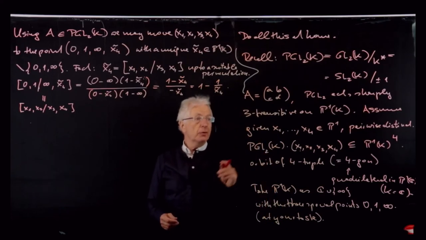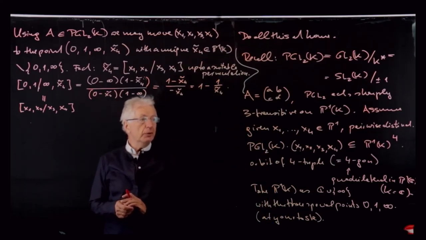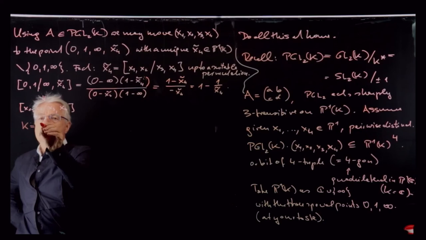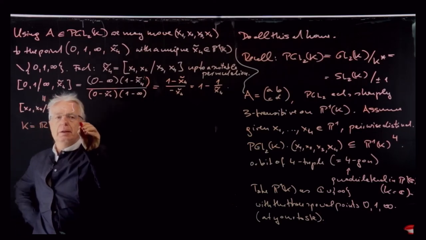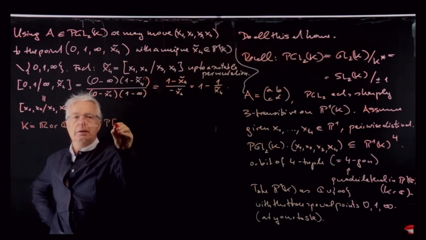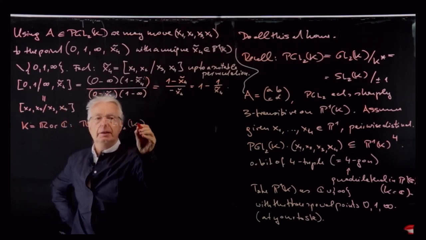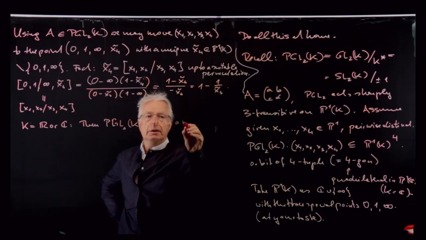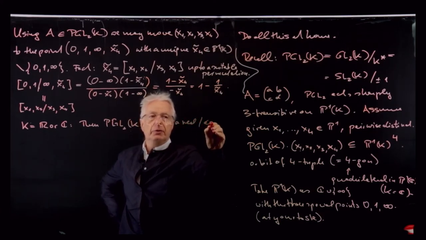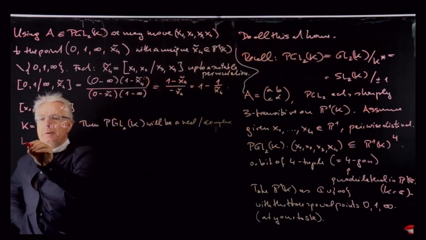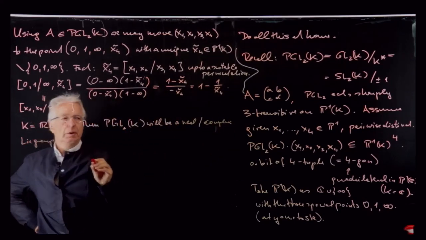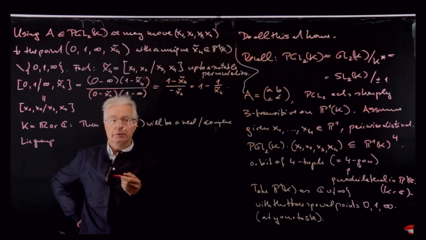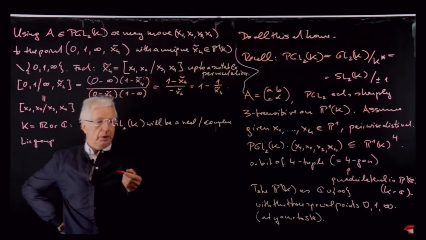So the orbit, let us discuss a little bit how big the orbit is. So let's take k equals R or C, then PGL2 of k will be a real or complex Lie group. So it will be a smooth manifold and, of course, a group, and the group operations are differentiable. They are either real differentiable or they are complex differentiable, holomorphic.